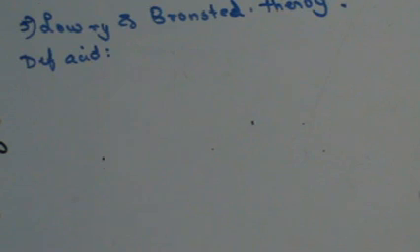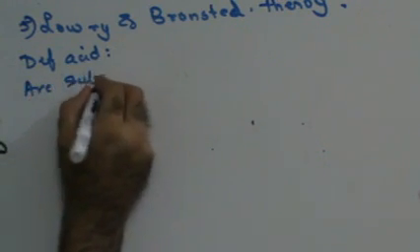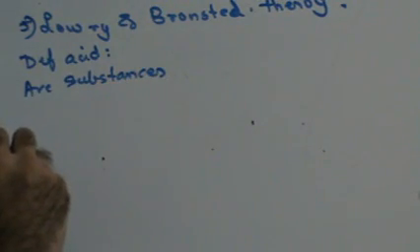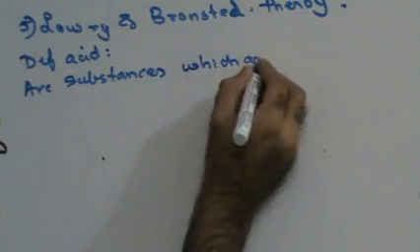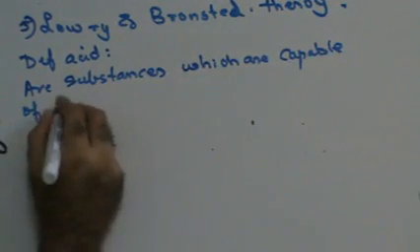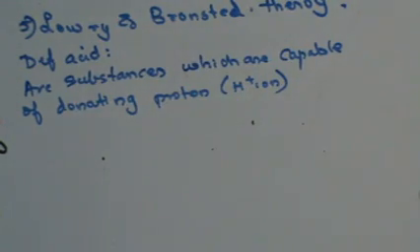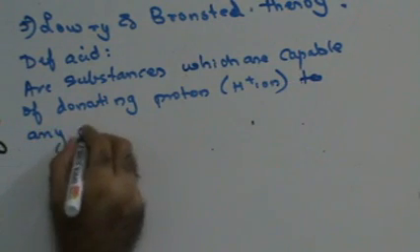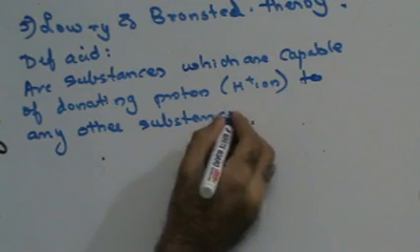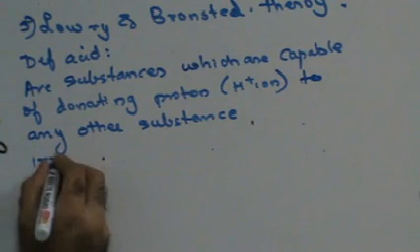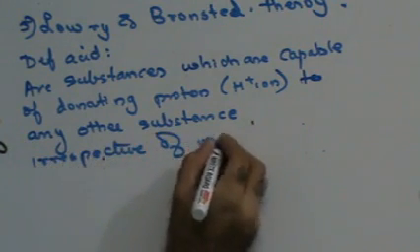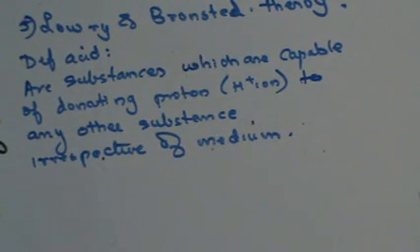Right? Give a proton means, in simple language I could say, accept an electron. So any substance that is capable of accepting an electron would be an acid. Fine. So how does he define acid? Acids are substances which are capable of donating a proton to any other substance, irrespective of medium. So any substance that can give a proton would be called an acid.